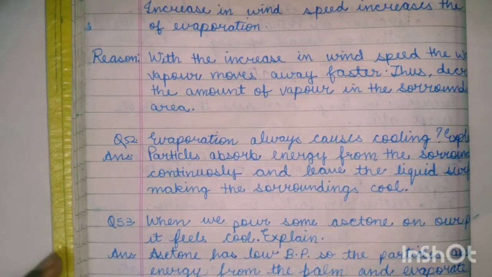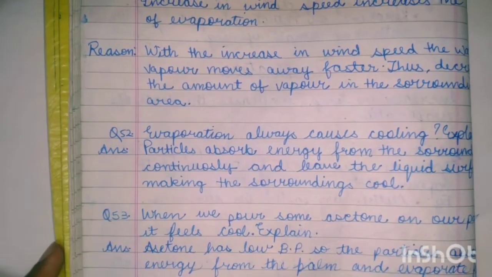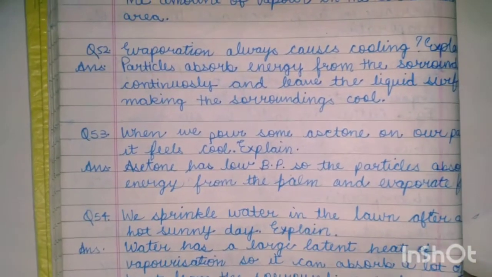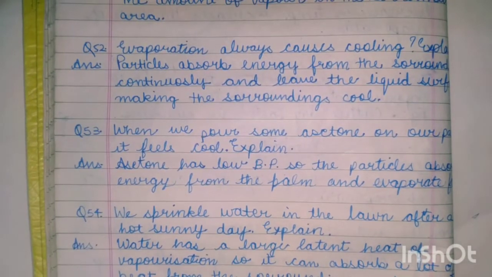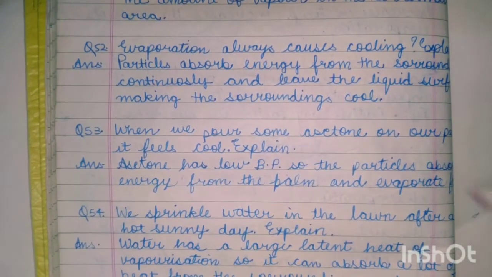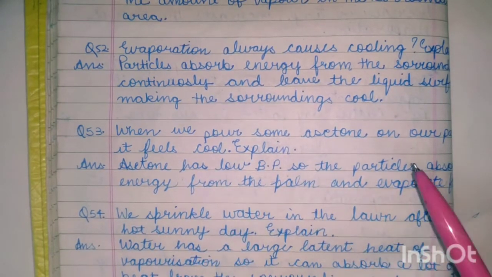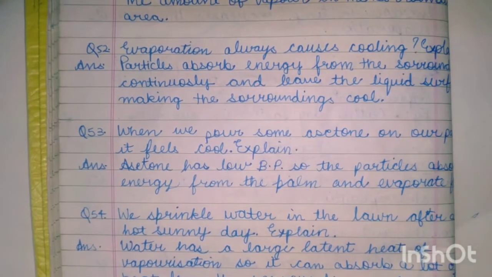So this is because of this evaporation. When we pour some acetone on a palm, it feels cool. Explain. What is acetone? Acetone is something like nail remover. It has a very low boiling point, so the particles absorb energy from the palm and evaporate fast. They will take energy faster and will evaporate fast.